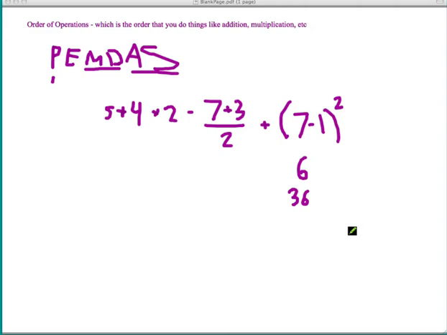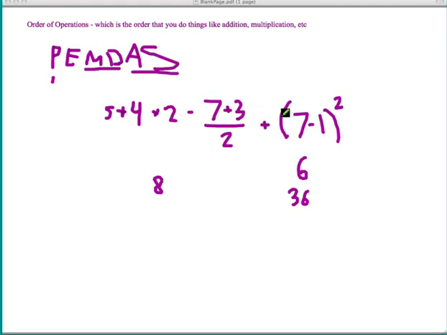Okay, now we're going to look and find multiplication or division. So here we have a 4 times 2. Right, so remember, we don't add the 5 and the 4 first, we do 4 times 2. So that's going to give us an 8, 4 times 2. And now we have this one other division right in the middle, right, 7 plus 3 over 2.